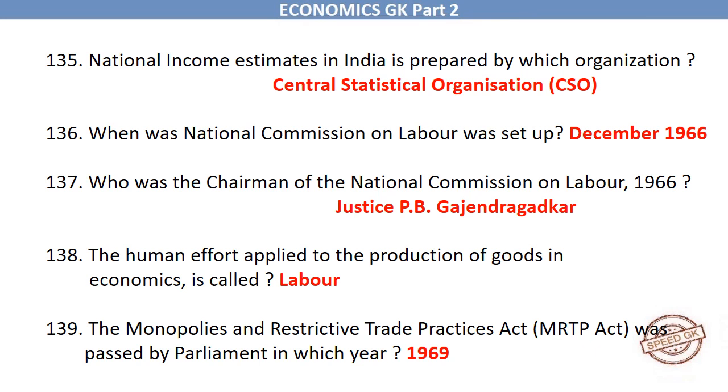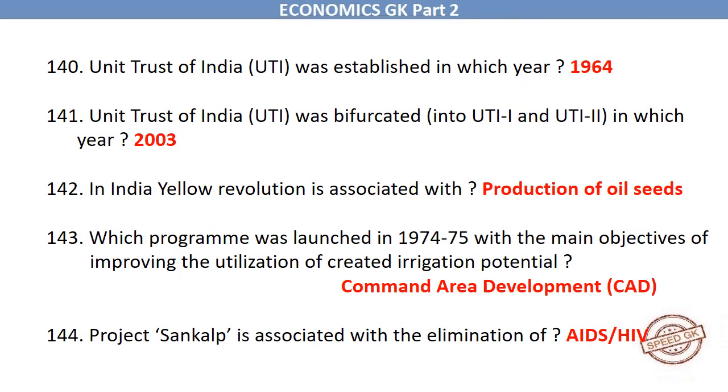When was the National Commission on Labour set up? December 1966. Who was the chairman of the National Commission on Labour, 1966? Justice P.B. Gajendragadkar. The human effort applied to the production of goods in economics is called labour. The Monopolies and Restrictive Trade Practices Act, MRTP Act, was passed by Parliament in which year? 1969.